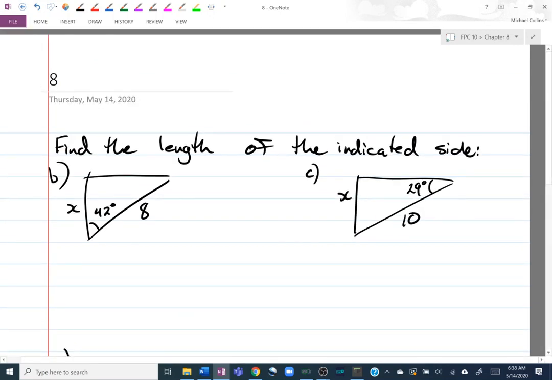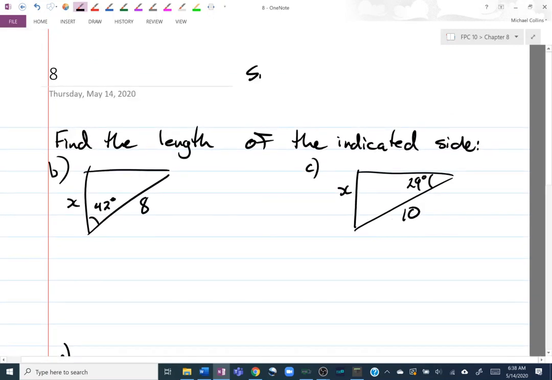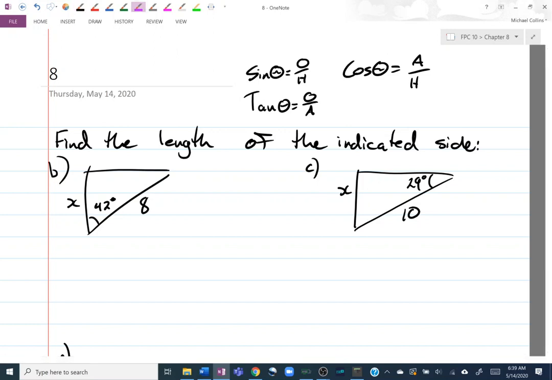At the top of the page, what I frequently like to do is just write those three trigonometric ratios down. Sine theta is opposite over hypotenuse. My cos theta is equal to adjacent over hypotenuse. And my tan theta is equal to opposite over adjacent. So B, I know my angle is 42 degrees, and then I'm going to label the sides of my triangle. I know 8 is the hypotenuse. This side across from my angle is my opposite, and the side next to my angle is my adjacent.